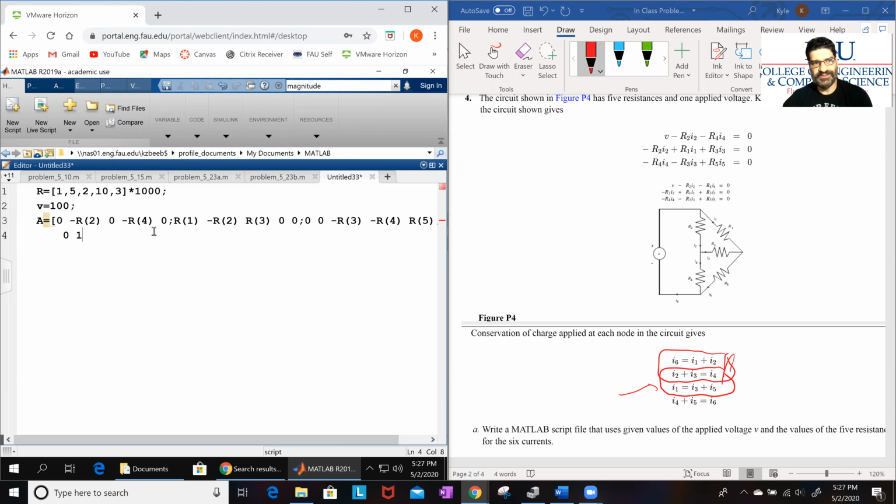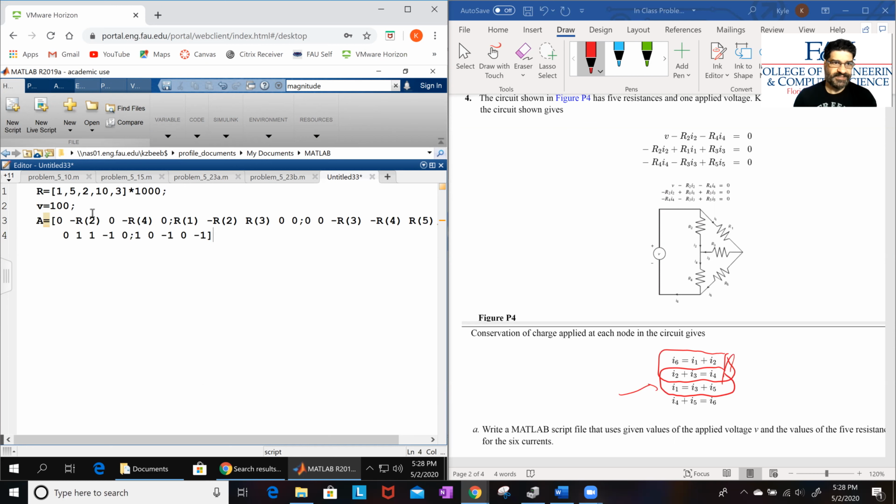And I3 is 1, I4 is minus 1, and I5 is 0. So that will give you the fourth equation, and then the last equation will be 1 for I1, 0 for I2, minus 1 for I3, 0 for I4, and minus 1 for I5. So here we go. We're done with all these 5 equations and 5 unknowns.